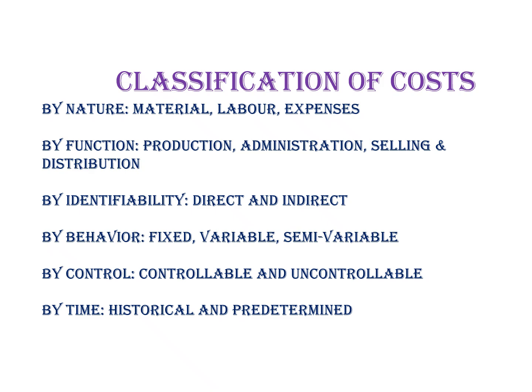Fixed costs are those costs which will be there whether the production activity is continued or not. Variable costs may increase or decrease according to the units we produce. Semi-variable costs are partially fixed and partially variable. By control, there are certain costs which can be controlled and some costs which are not controllable. By time, it may be historical or predetermined.